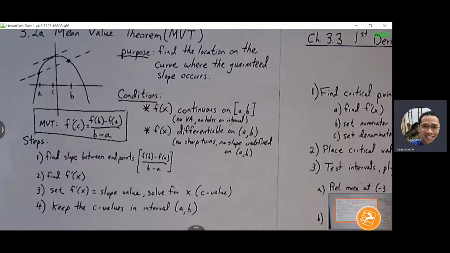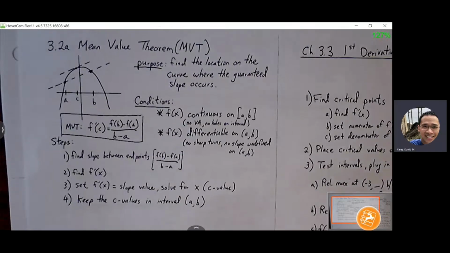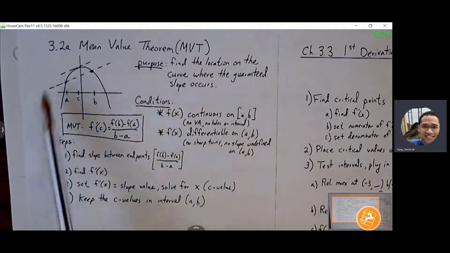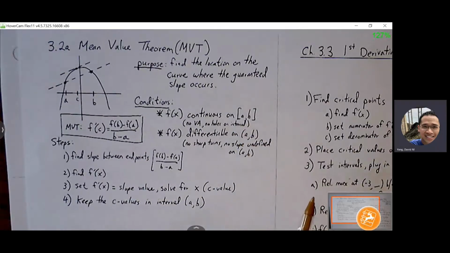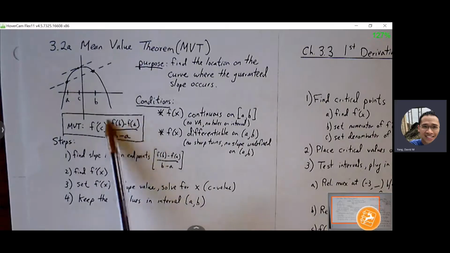So mean value theorem, the purpose is to find the location on the curve where a guaranteed slope is going to exist. So first thing we do is we have to make sure that our graph is continuous on the closed interval and differentiable on the open interval, right? So we've been practicing writing out those conditions. And then the next thing we do is we take the endpoints that are given to us, and we find the y values so that we can find the slope.